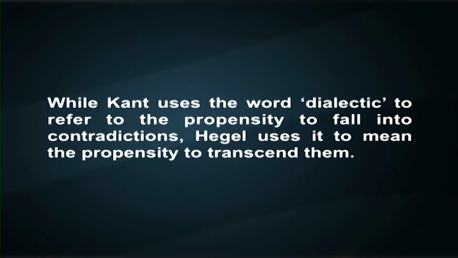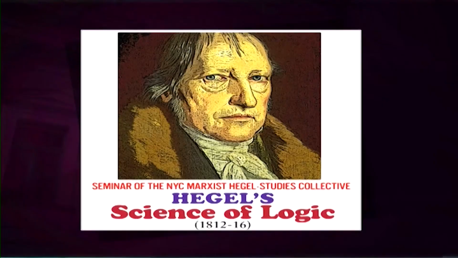Thus, while Kant uses the word dialectic to refer to the propensity to fall into contradictions, Hegel uses it to mean the propensity to transcend them. This process of transcendence is the true course of logic, and dialectic in the Hegelian system, as explicated in his work Science of Logic, is the name for the intellectual pursuit whose endpoint is not limited or partial, but on the contrary, absolute truth itself.